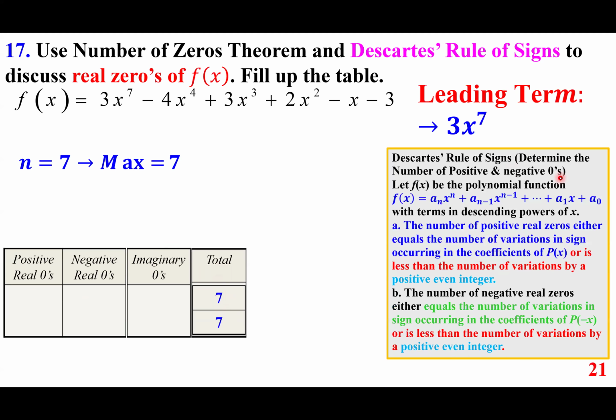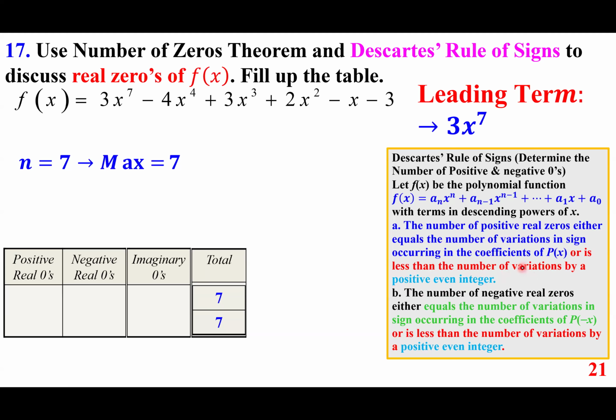Descartes' rule of signs determines the number of positive and negative zeros. Let f of x be the polynomial function f of x equals a sub n x to the power of n all the way to a sub 0, with terms in descending powers of x. A, the number of positive real zeros either equals the number of variations in sign occurring in the coefficients of p of x, or is less than the number of variations by a positive even integer. We're going to stop here. I'm going to continue with part B in a moment.